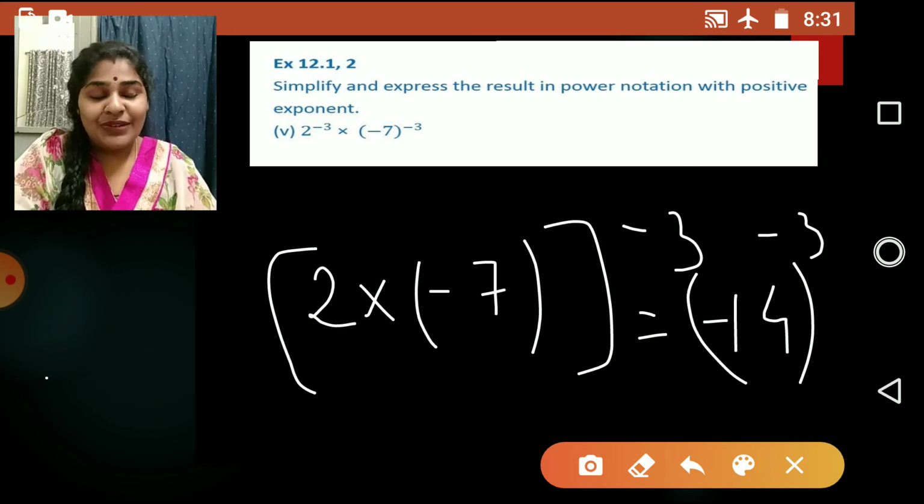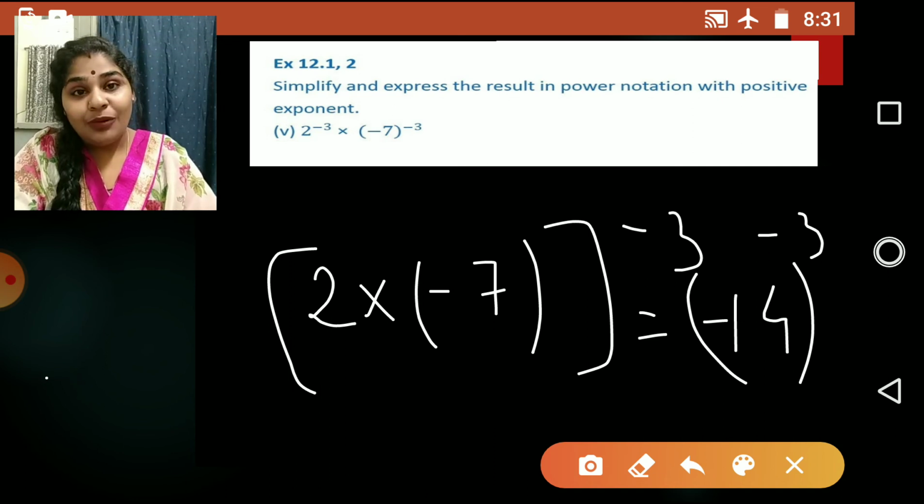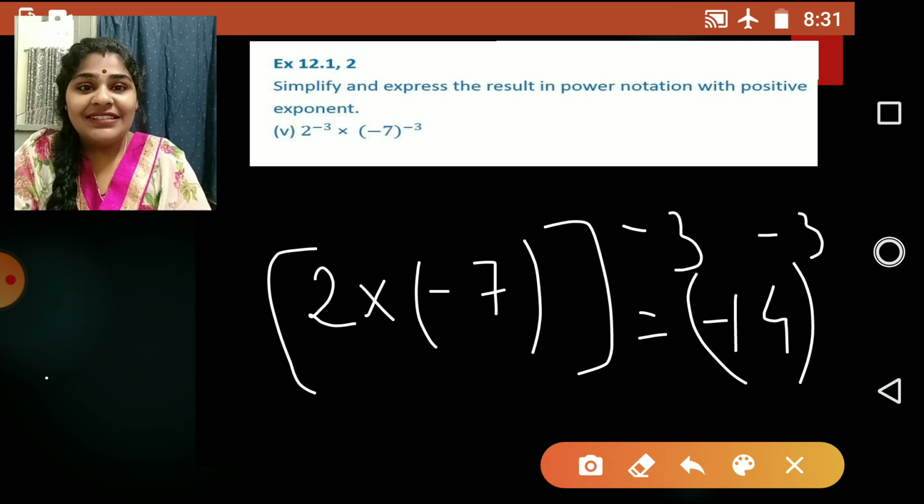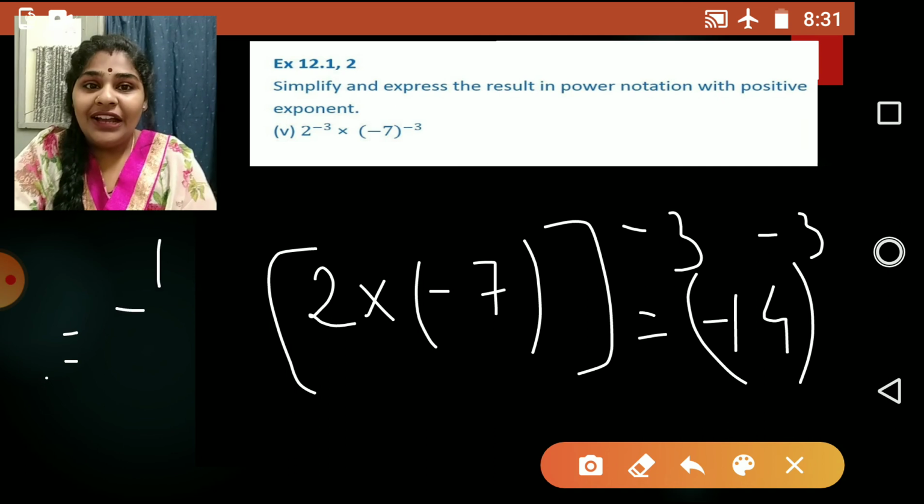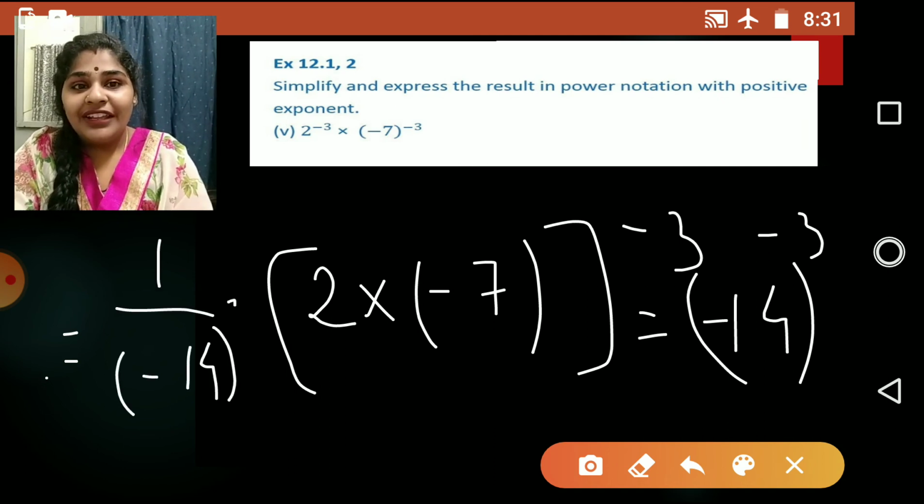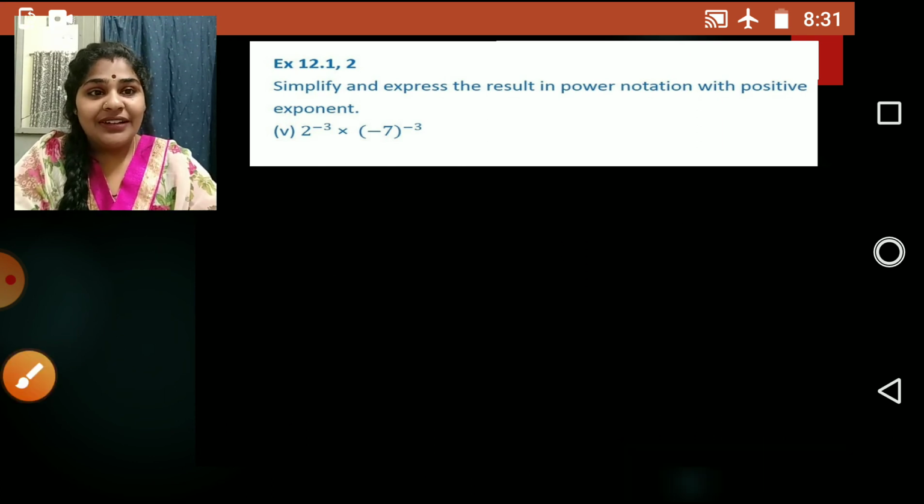So this is now in a simplified power notation form, but the exponent is negative 3 and it is told that it should be positive exponent, and we know how to make the exponent positive. What we are going to do? Yes, reciprocal. We can write it as 1 upon, base will be same, negative 14 raised to positive 3. Right children?